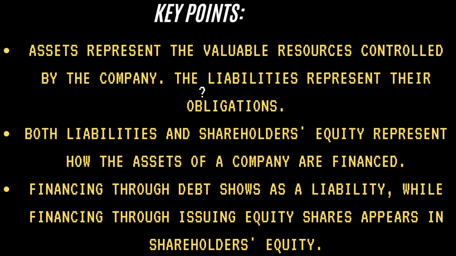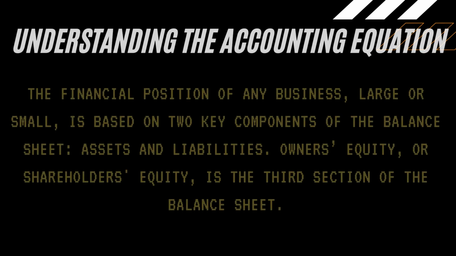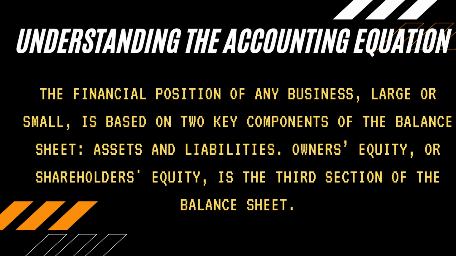Assets represent the valuable resources controlled by the company. The liabilities represent their obligations. Both liabilities and shareholders' equity represent how the assets of a company are financed. Financing through debt shows as a liability, while financing through issuing equity shares appears in shareholders' equity.